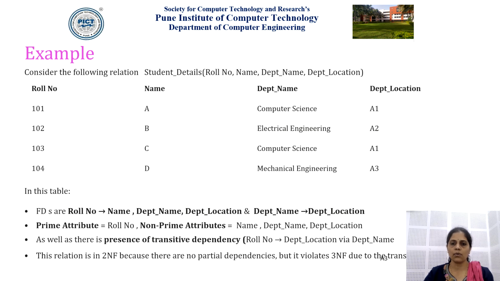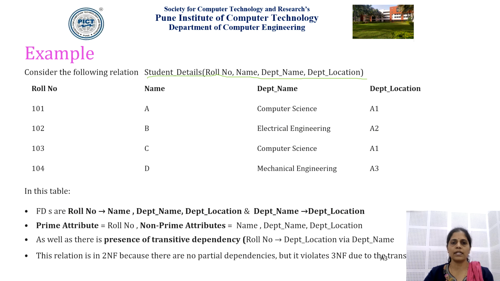Now let's look at the second example of this. Suppose I have a student relation, which has roll number, name, department name, and department location. So these are some attributes. These are some values present for this table, like roll number, name, and department location.